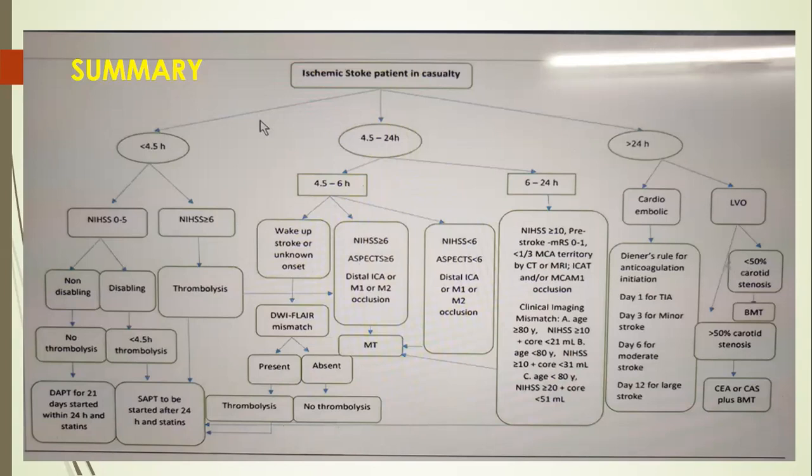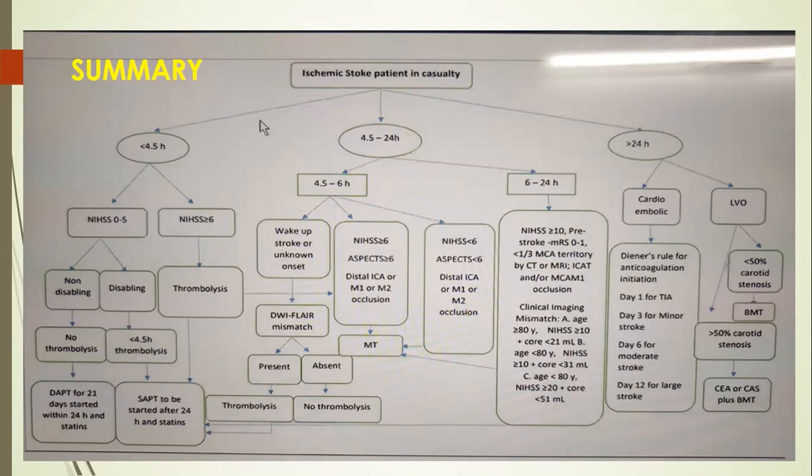If DWI signals are there and FLAIR is normal, that indicates the stroke is within 4.5 hours. If DWI signals are there and FLAIR also has hyperintense signals, that indicates the window period has crossed; the stroke happened more than 4.5 hours prior. If that mismatch is there, you go again with thrombolysis. If the mismatch is not there, again medical line of treatment.